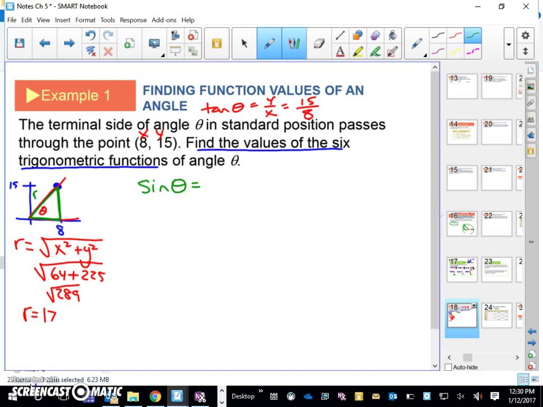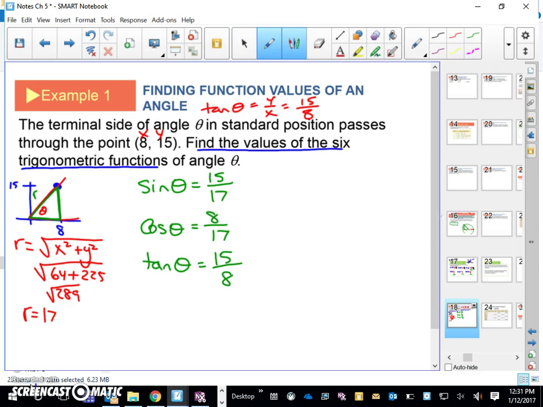Remember, sine goes with Y. Sine is Y over R, that's 15 over 17. Cosine goes with X. That's X over R, that's 8 over 17. Tangent, we already did up top. Tangent is Y over X. The Y number over the X number is 15 over 8. So that's the big 3. Sine, cosine, and tangent are the big 3.